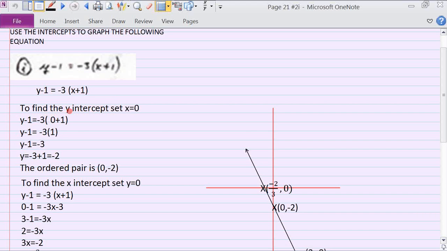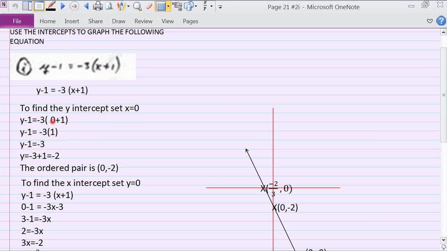So I'm going to find the y-intercept. By that I mean where it crosses the y-axis right here. This is where a line crosses this axis, the y-intercept. And the value of x along this line is equal to 0. So I set x equal to 0. I put it into this equation, and get y minus 1 equals minus 3 times (0 plus 1).